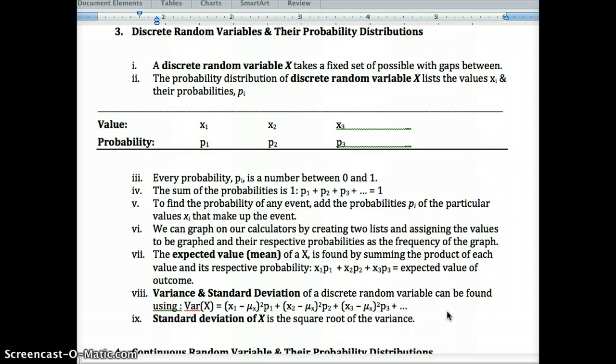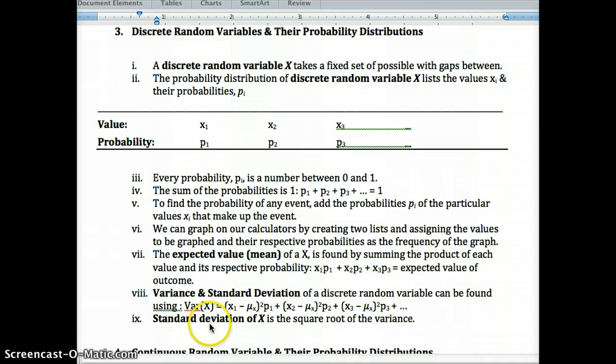Now the variance would be the distance of each point from that expected value. So here our average is the expected value. You take the first point and see how far it is from the mean, square it, then multiply it by the probability. Do the same thing for the second and third points, and so on.